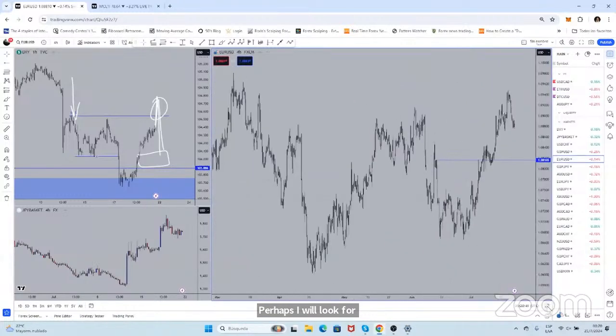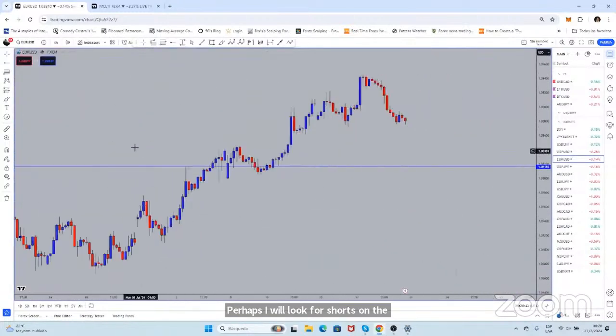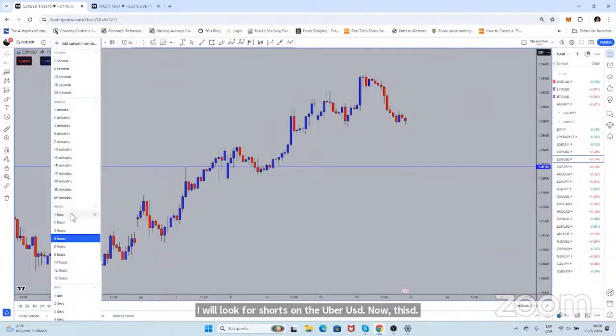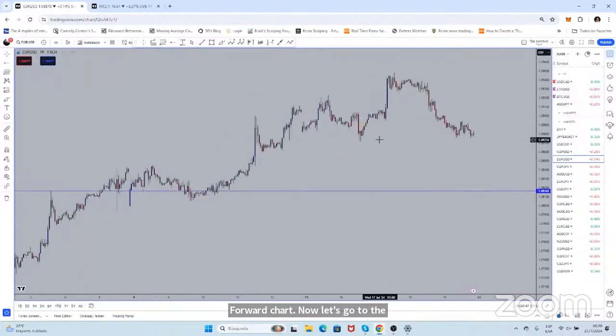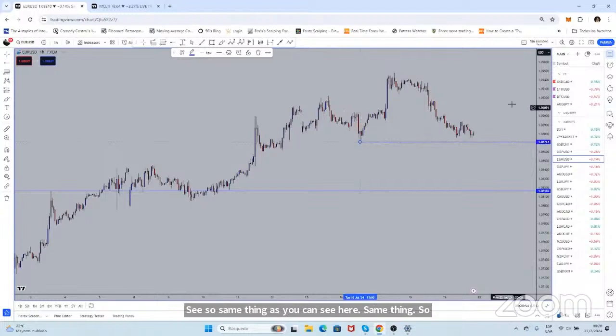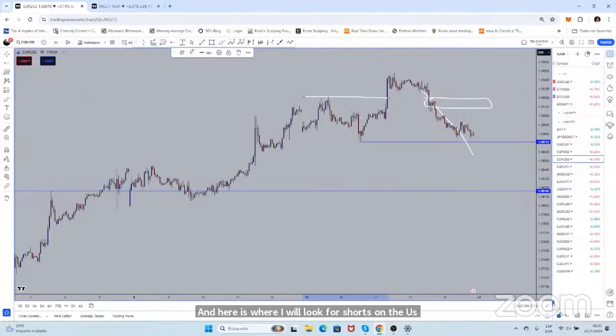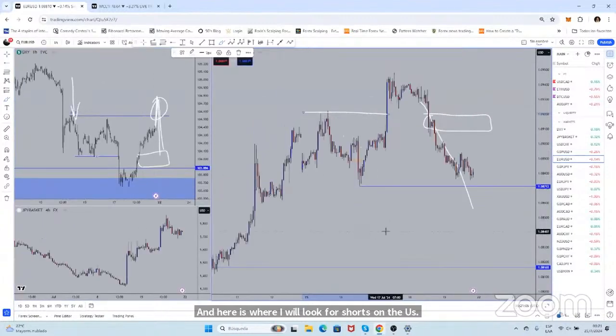Now, this is the Euro USD forward chart. Now, let's go to the 1 hour chart on the Euro US dollar to see. So, same thing, as you can see here, same thing. So, if the US dollar can liquidate those highs, the Euro USD will liquidate these lows, and here is where I will look for shorts on the Euro US dollar after the last sweep of the highs. So that's the plan on the US dollar.